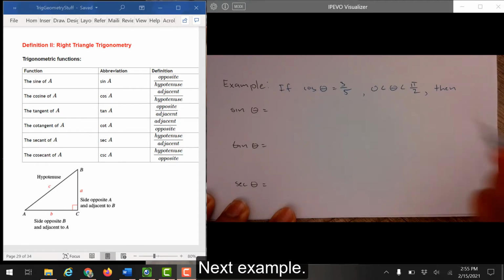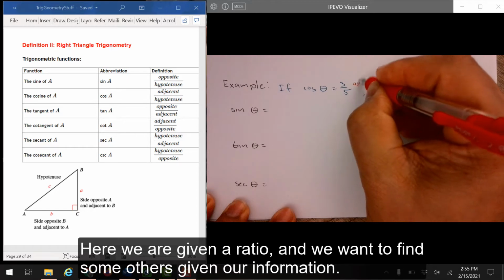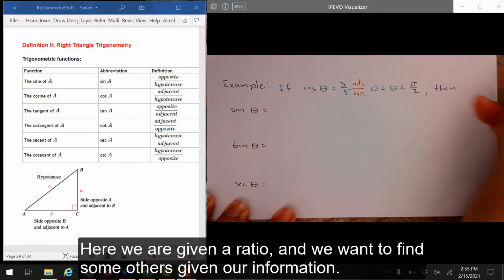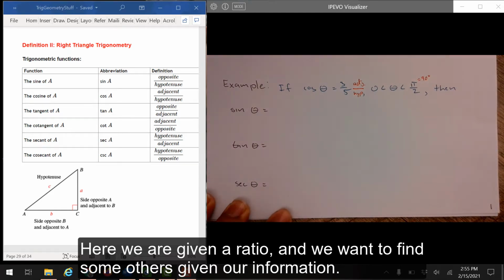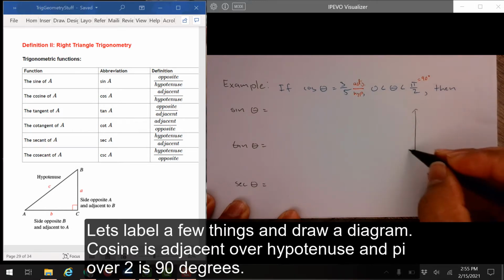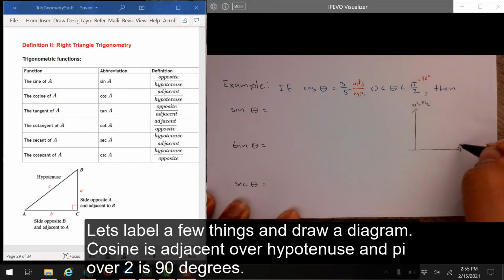Next example. Here we are given a ratio and we want to find some others given our information. Let's label a few things and draw a diagram. Cosine is adjacent over hypotenuse, and pi over 2 is 90 degrees.